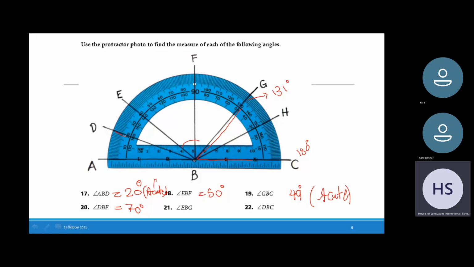Now EBG. It's 90. How will it be? Because from 40 to 90, it's 50. From 90 to 130, it's 40. So it's going to be 90. Now, what is the type? It's right, bravo. The last one now. DBC. Teacher, it is 160. And it's what? Bravo. Why is it obtuse?